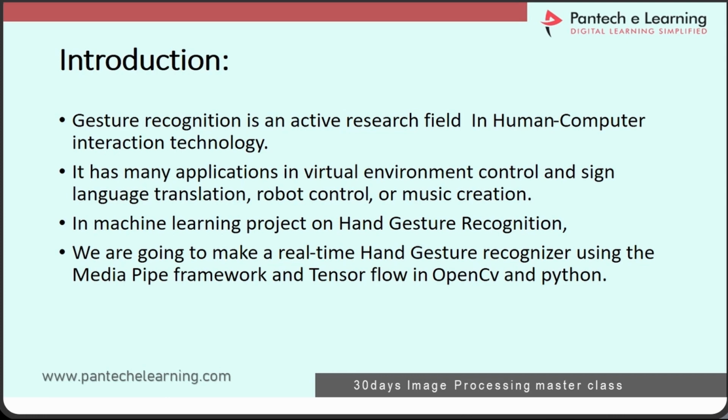In machine learning, it has many applications related to virtual environment control, sign language translation, robot control and music creation. The Age of AI documentary film covers these tasks too. You can watch it, don't forget. In this machine learning project on hand gesture recognition, we are going to make real-time hand gesture recognition using the MediaPipe framework and TensorFlow in OpenCV Python. What is the MediaPipe framework and what is TensorFlow? We are going to discuss it in the next slides.